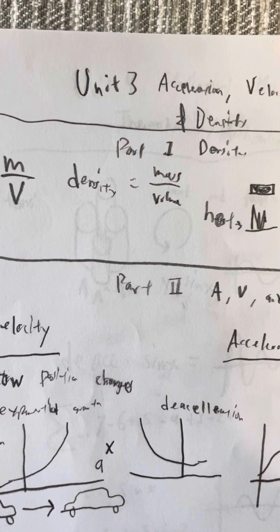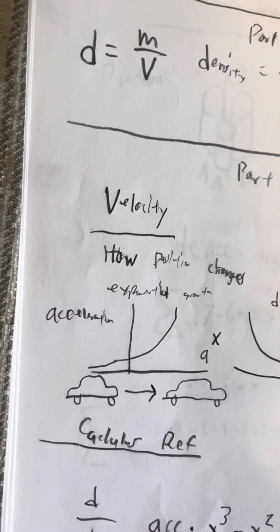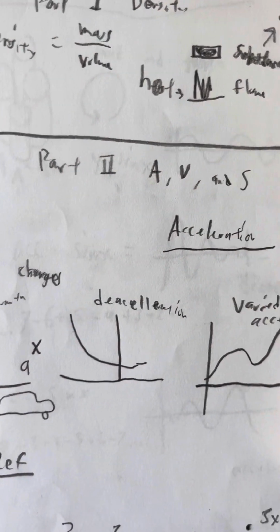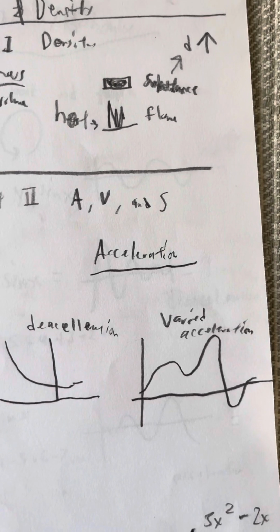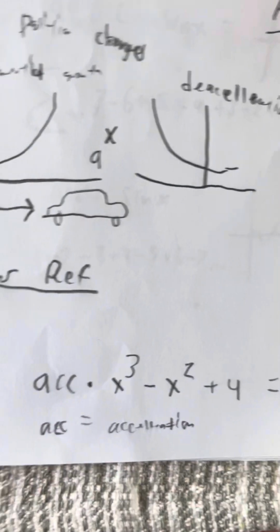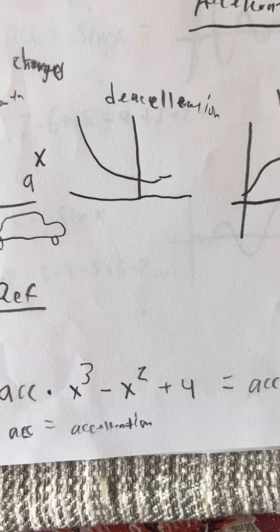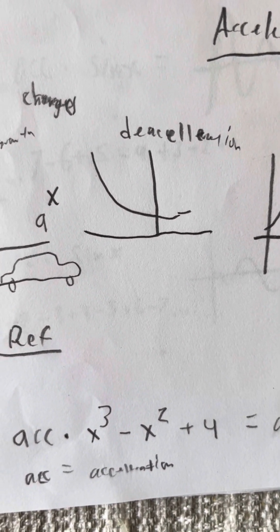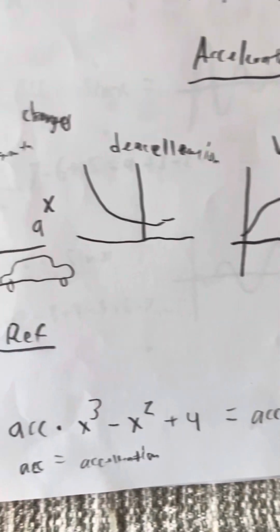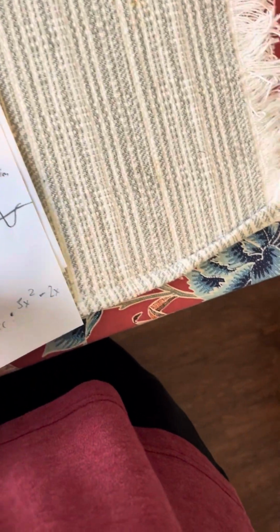Part 2 of Unit 3. Acceleration, velocity, and speed. This is acceleration, the car moves faster. This is deceleration, it's the inverse. Varied acceleration, the acceleration varies. Calculus reference, d over dx of x cubed minus x squared plus 4 equals 3x squared minus 2x, and then it's a constant. So obviously this is a university physics course.